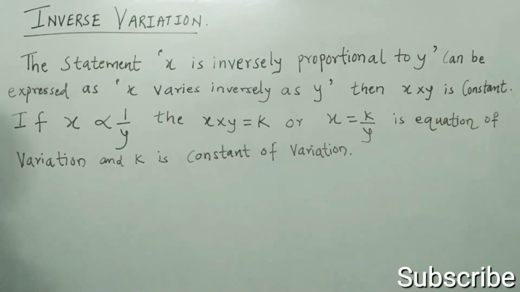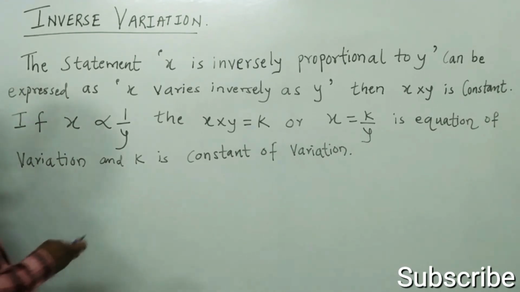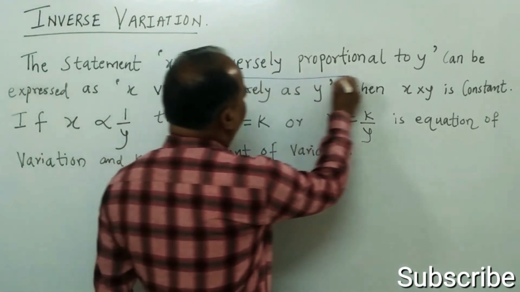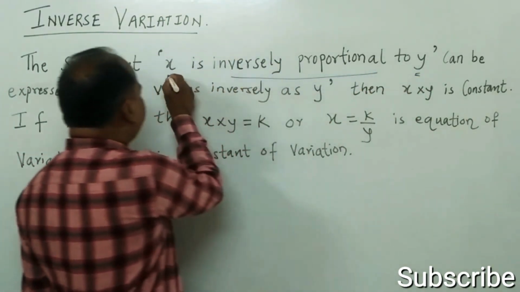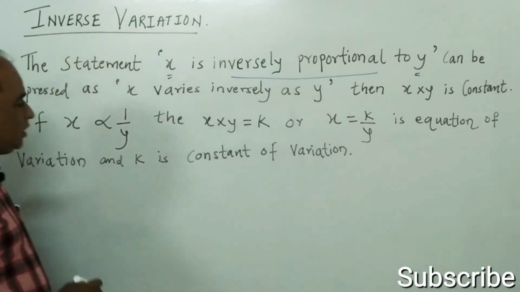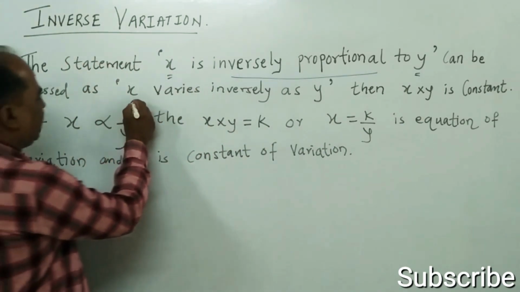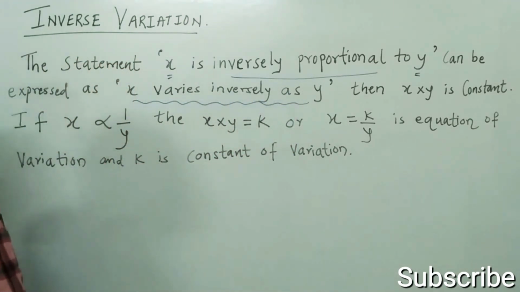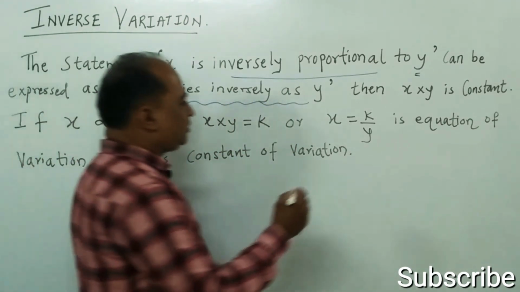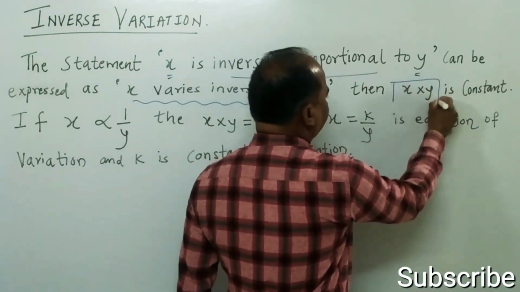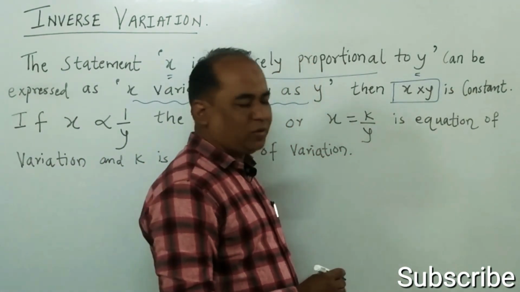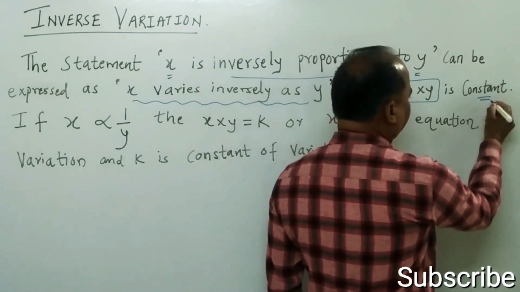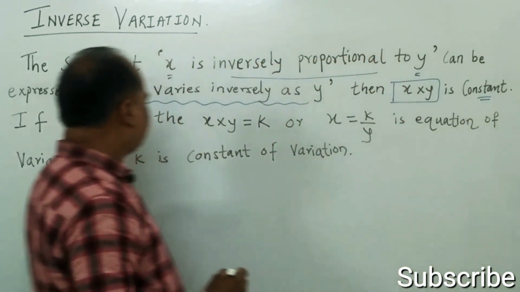Inverse variation: the statement x is inversely proportional to y can be expressed as x varies inversely as y. Then the product x into y is constant.